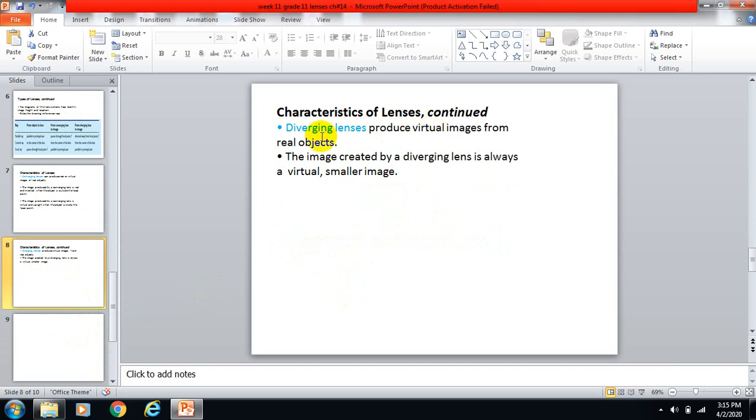Characteristics of lenses, still continued. Diverging lens. Diverging lenses produce virtual images from real objects as they disperse. The image created by a diverging lens is always virtual and smaller, and not clear; a kind of blur will be there. We will discuss the diverging lens in the next topic, next week.